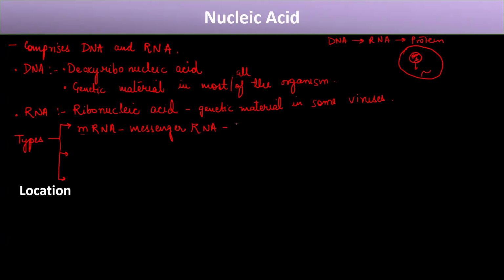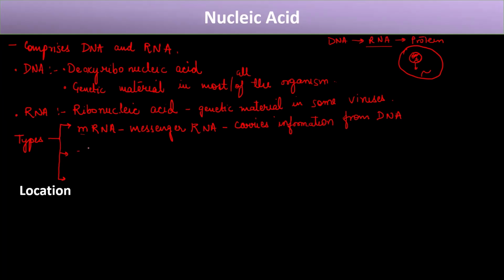So this mRNA, what it does? It carries information from DNA. The DNA is getting converted into RNA, or you can say that DNA is encoding the RNA. So this RNA carries the information from the DNA, and this RNA is the messenger RNA.